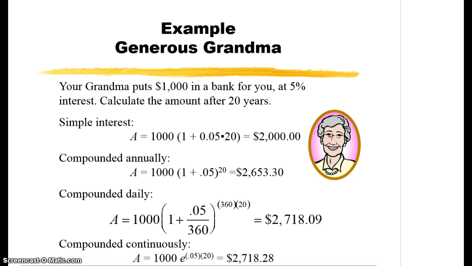So we have this generous grandma here, and she's going to put $1,000 in a bank just for you at 5% interest. And we're going to calculate the amount that's in the bank after 20 years. Well, using the formula for simple interest, all we have is that the future amount is P times 1 plus R times T. Right? The rate is 5%, which is 0.05. T is 20 for 20 years. After 20 years, we're going to have $2,000 in the bank.